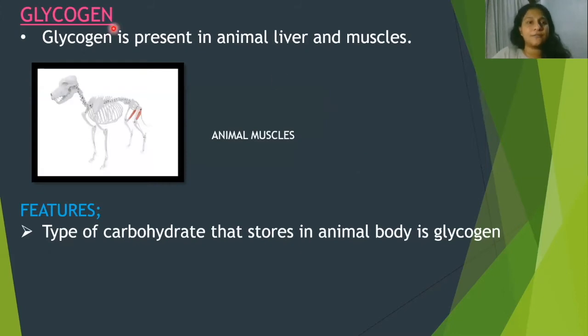And glycogen. Glycogen is present in animal liver and muscles. So maybe you all can see animal muscles. So the type of carbohydrate that is stored in the animal body is glycogen.